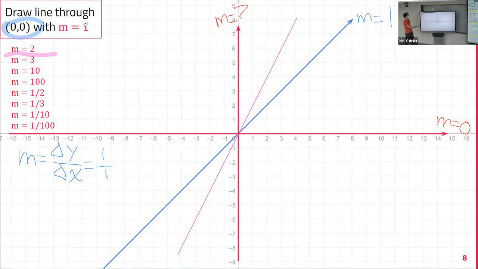Okay, so this is a slope of m equals 2 and a slope of m equals 3. More. How about 10? How about 100? Does it go over? No. So 100, or if these numbers keep going up, then they just get really, really steep like this. But they will not go past the y-axis. They don't flip over or anything. They just go really steep.